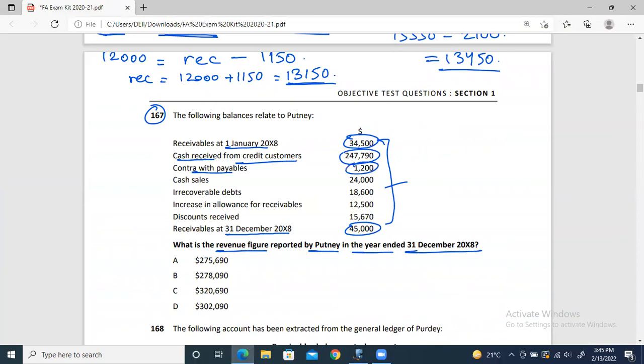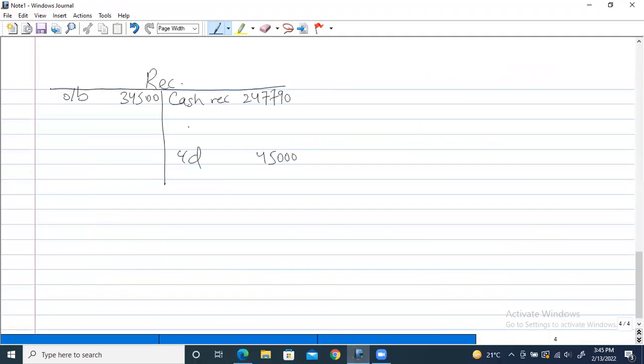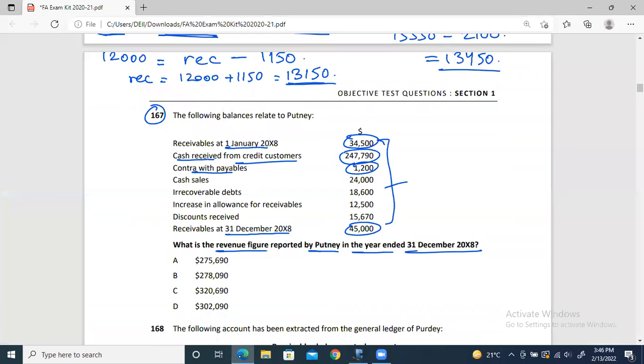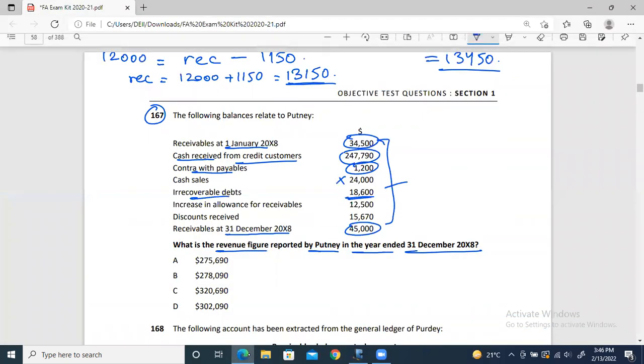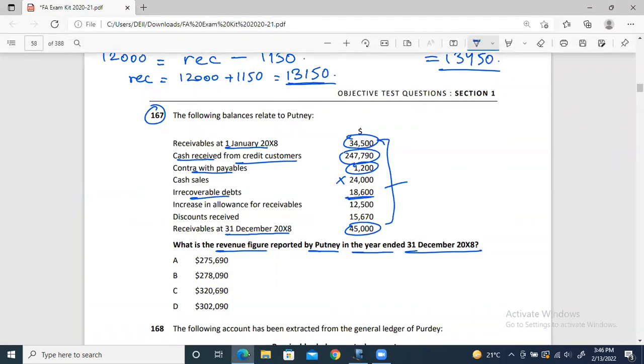So we are making the receivables account here, right? So receivables is to be credited with the contra 1,200. And cash sales we don't include because cash sales are not part of the receivables, because they are settled in cash, right? Now irrecoverable debts, these are 18,600. Let's write these as well. So 18,600. These are the bad debts, right? And what else have we got?